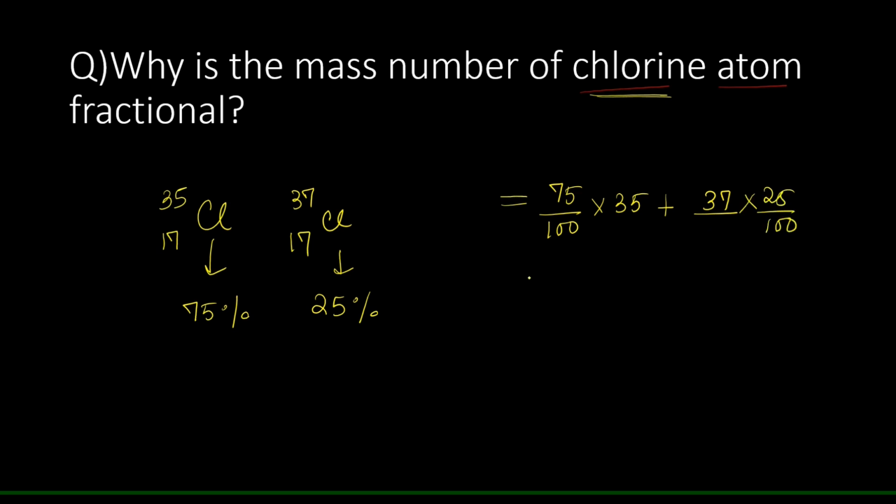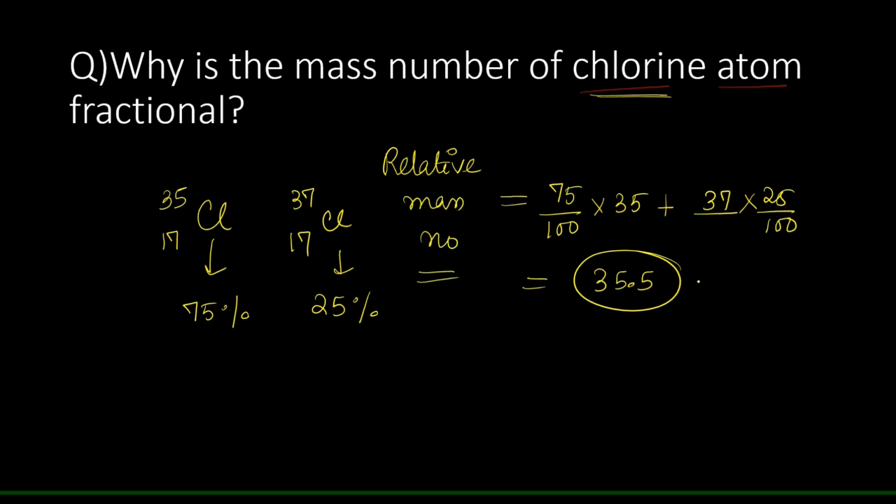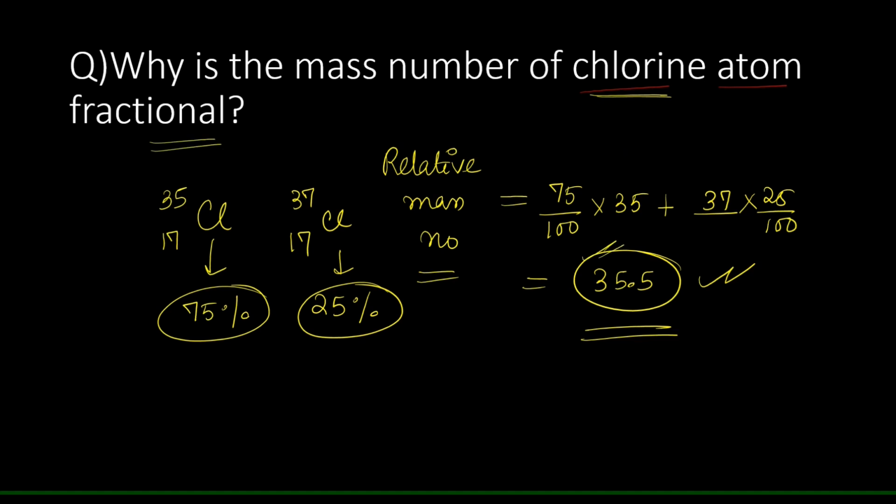This is known as relative mass number calculation. So, by using these two values and the abundance of the two isotopes, we can find out the actual mass number, which is going to be fractional in case of chlorine, and this is happening because of the two isotopes which are present in the chlorine atom.